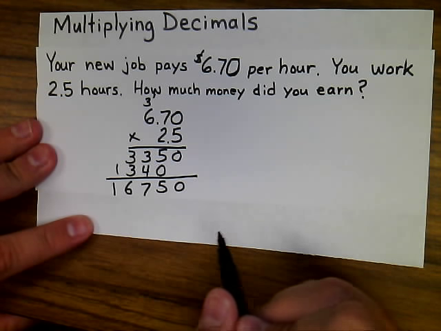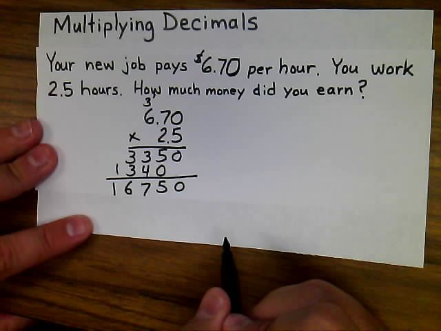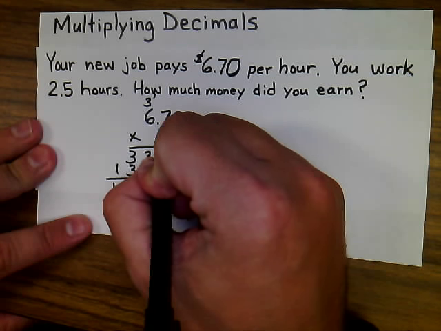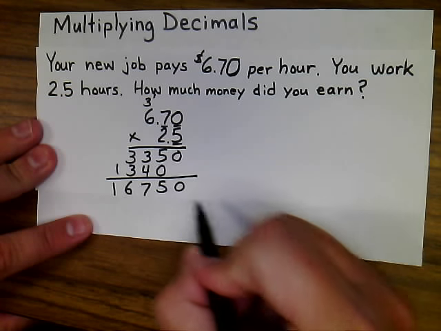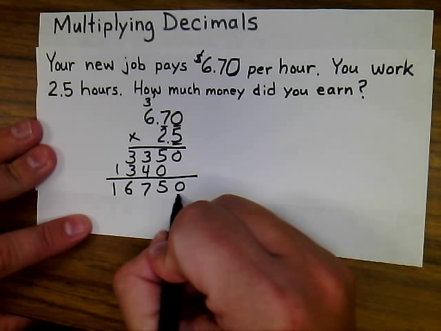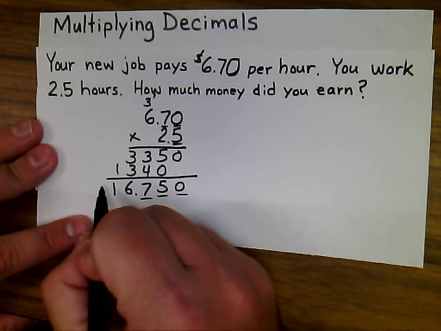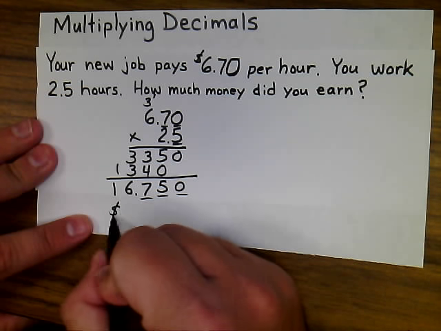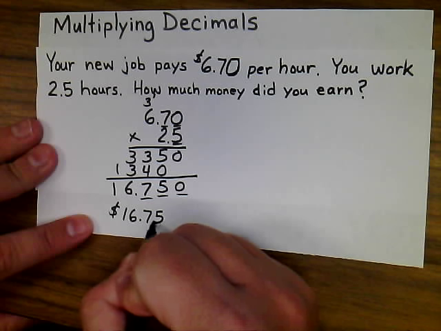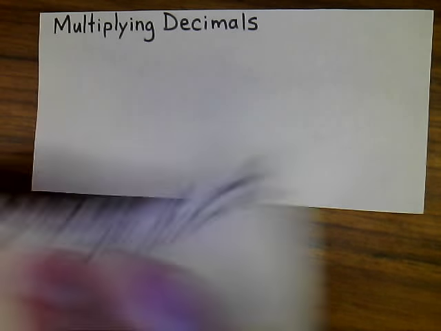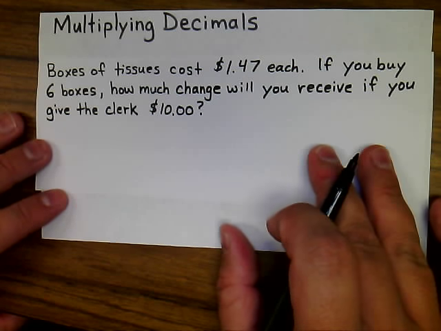Now, we clearly didn't make $16,000 on this day when you worked 2.5 hours. And again, that's because we've got to represent the 3 decimal places in our factors by placing those 3 decimal places in our product. The correct answer would be $16.75.